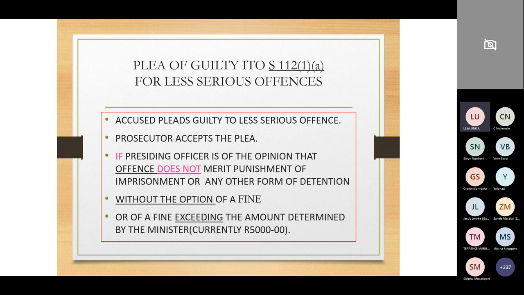And as you can see on the slides, if the court is of the view that the punishment it will impose might exceed the determined fine that was set by the minister, or it may give direct imprisonment, the court might not accept the plea. So that is why, if you and the state have agreed, it's best to say that both the defense and the state have agreed to this.